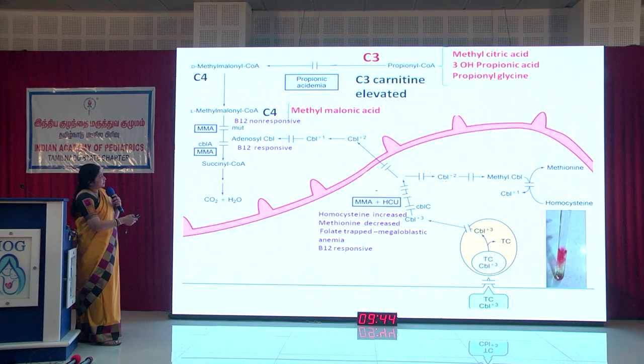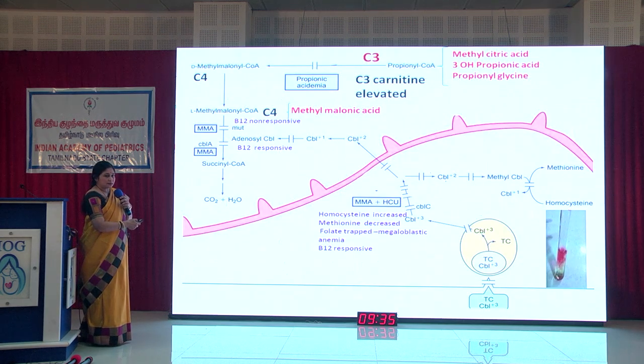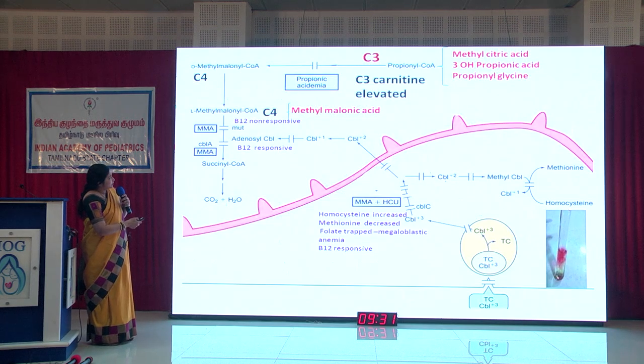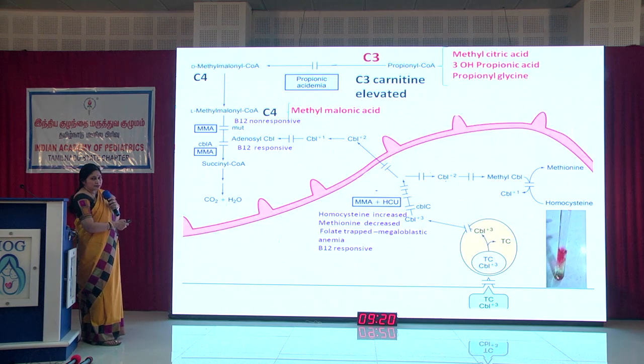But this reaction is reversible. So most of the accumulated C4 is converted to C3, and you get only C3 elevation on TMS. Are you able to follow? So when there is a block in the conversion of propionyl CoA to methylmalonyl CoA, C3 levels are increased. Similarly, when there is a block here, C4 should be increased, but C4 is not increased. It is converted back to C3. So in both conditions, C3 is increased.